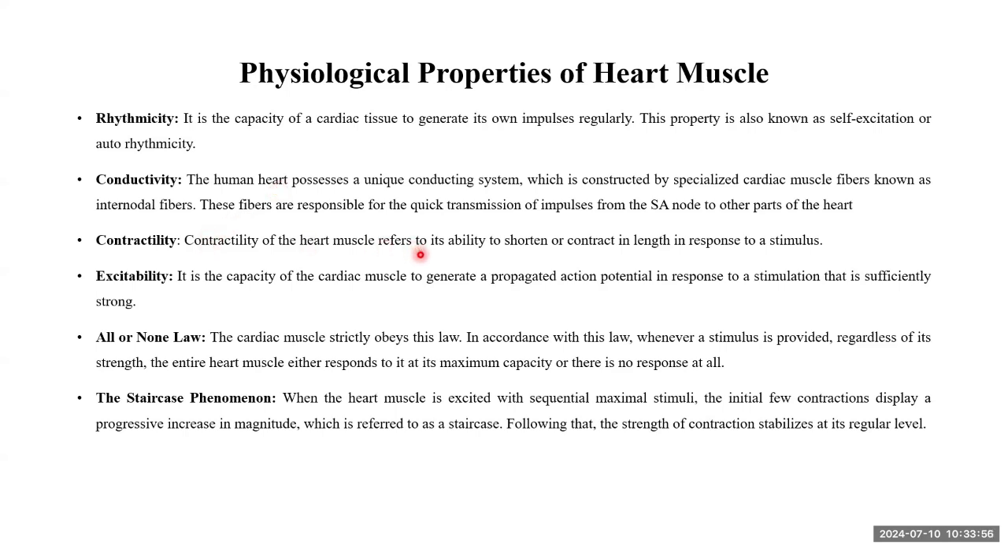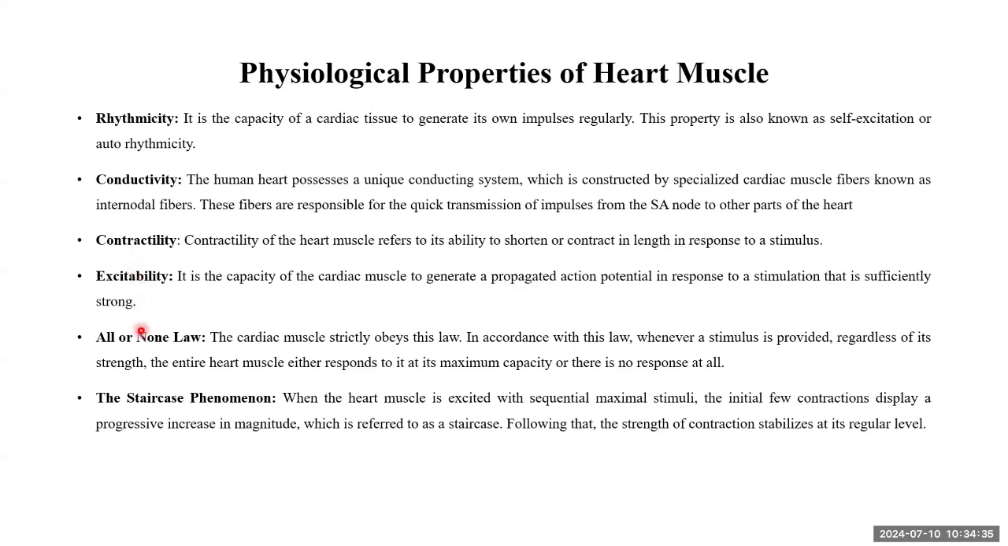Contractility of the heart muscle refers to its ability to shorten and contract in length in response to a stimulus, which means heart muscles are contractile, they can contract whenever there is a nerve impulse. They contract to squeeze and push the blood into the circulation. And once it pushes the blood, it relaxes, allowing the blood to return toward the atria from the circulation. This is how blood doesn't pool in our body. One way it pushes the blood, in another way it relaxes to get the blood back.